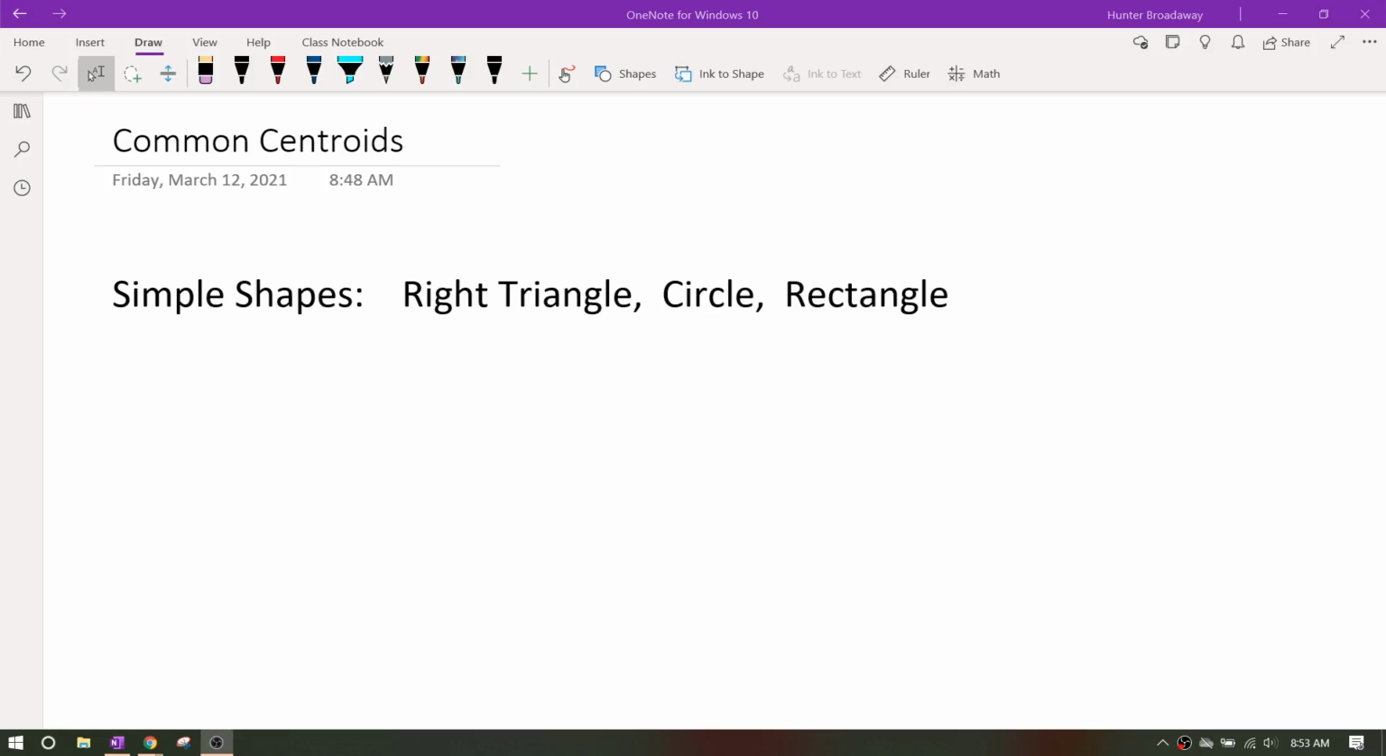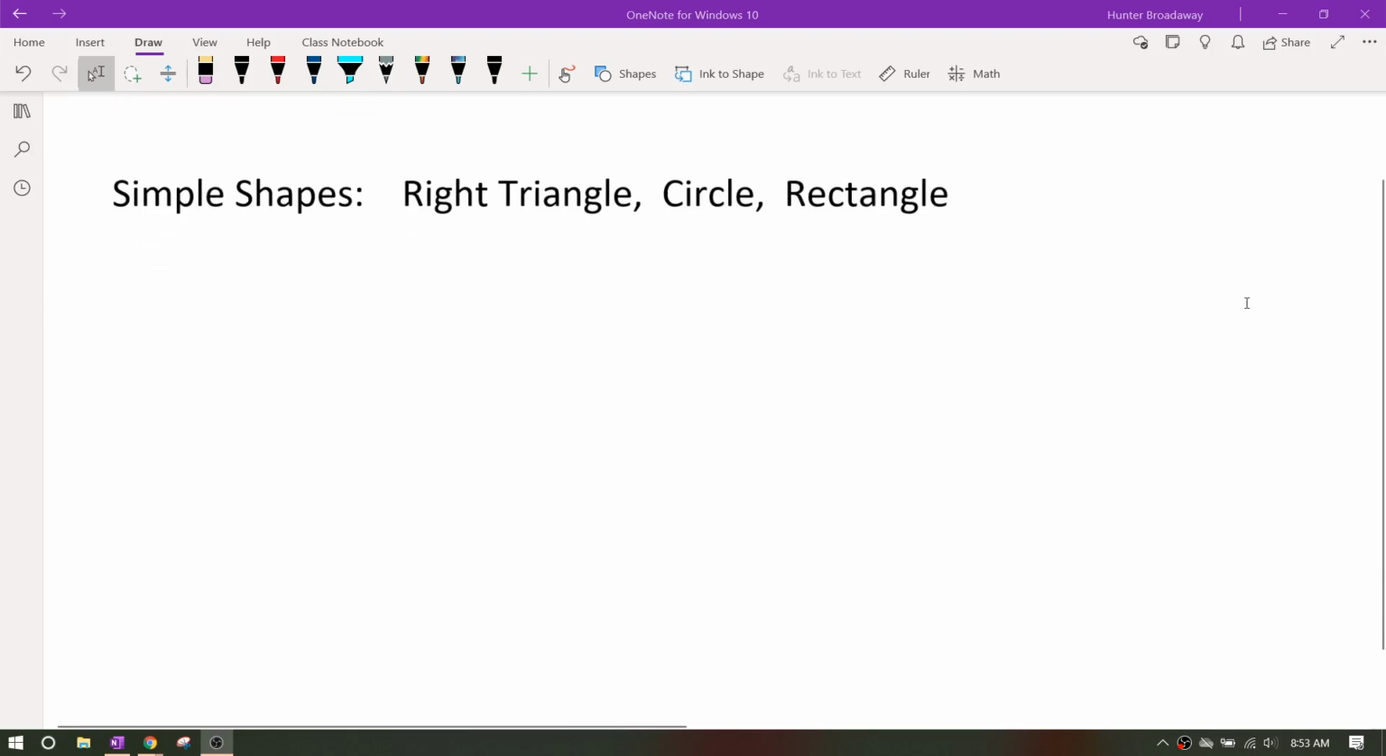Today we're going to talk about the beginning of calculating centroids. And the first thing that we need to do when we're thinking about a centroid, and a centroid is basically just a common term for a center of mass, either center of gravity or center of mass. It's called several different things. But what we're really looking for is the distribution of an object and where that object's center of mass is.